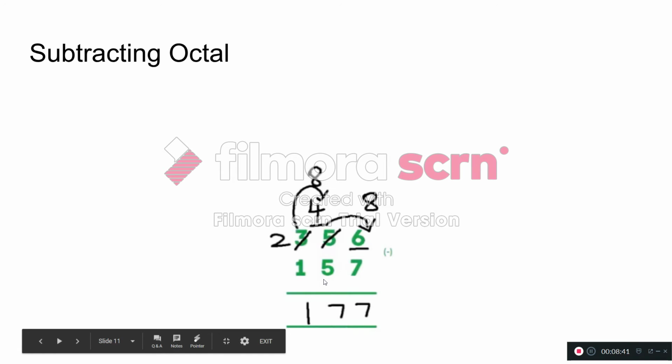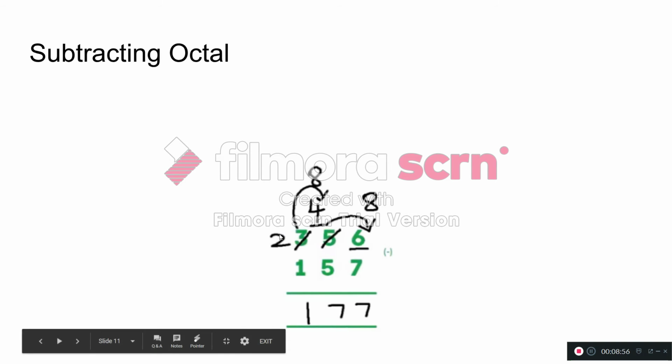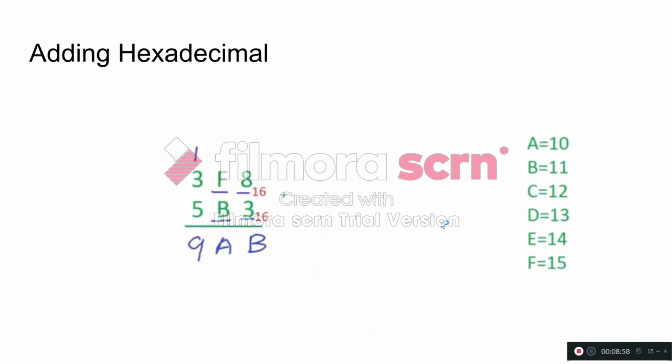4 minus a 5, we cannot do that. So we borrow from the left a 3. We turn that 3 into a 2. That 1 that we took from here is worth an 8 on the right. 8 plus a 4 is 12, minus 5 is a 7. 2 minus a 1 is a 1.